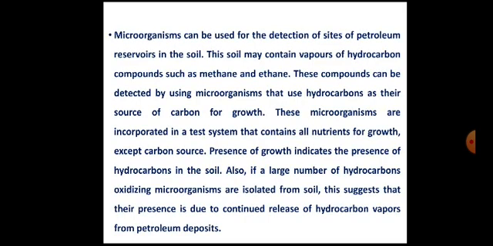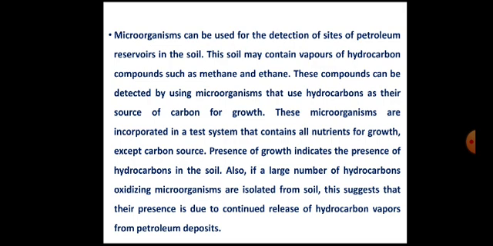Another application of microorganisms in geological processes is in the petroleum industry. There are several reservoir sites of petroleum in the soil, and microorganisms can be used to detect these storages present in the soil. These microorganisms use hydrocarbons, meaning petroleum products, for their growth. So if these microorganisms are introduced into such habitats, the test system will show that the microorganisms are growing. Why are microorganisms growing there? Because there is presence of hydrocarbon, and presence of hydrocarbon means there is presence of petroleum product.